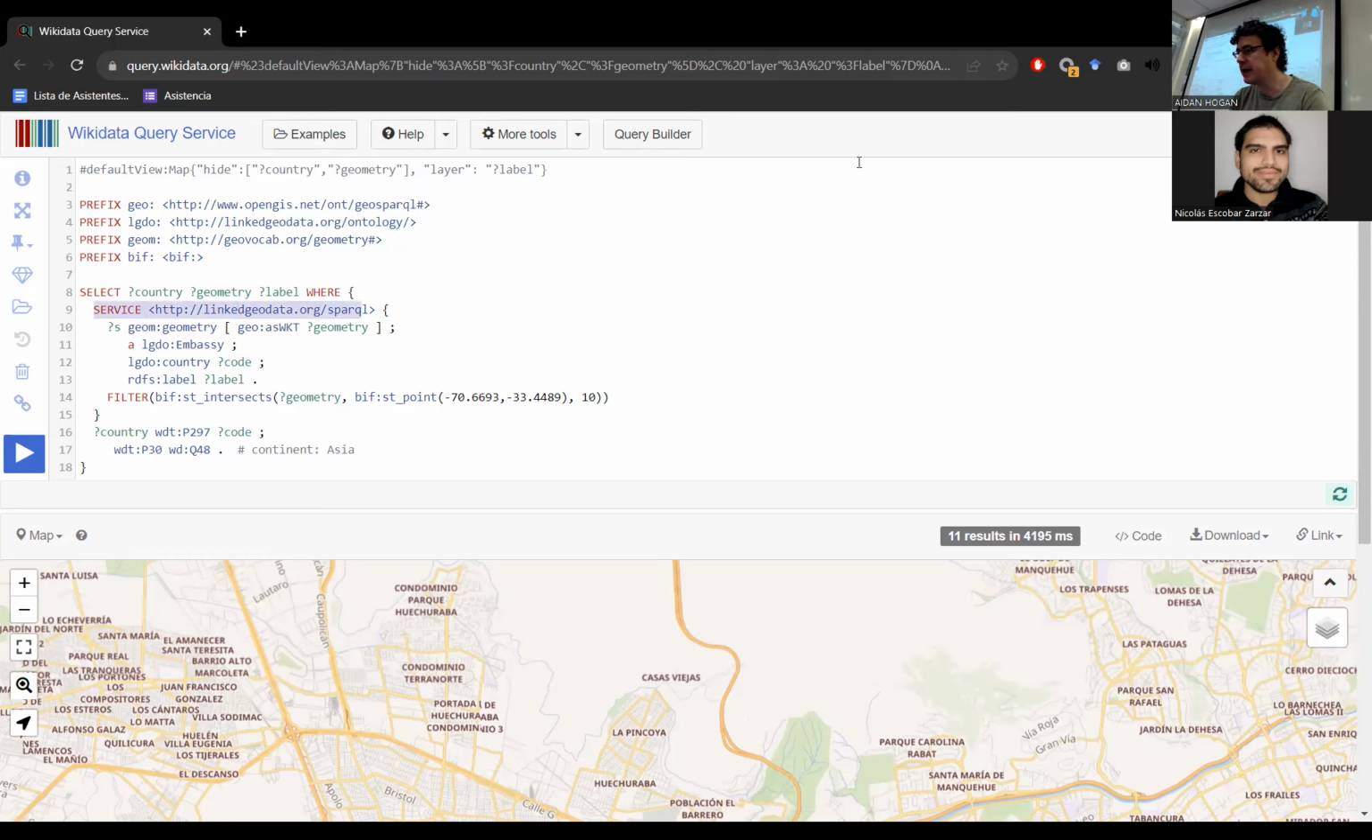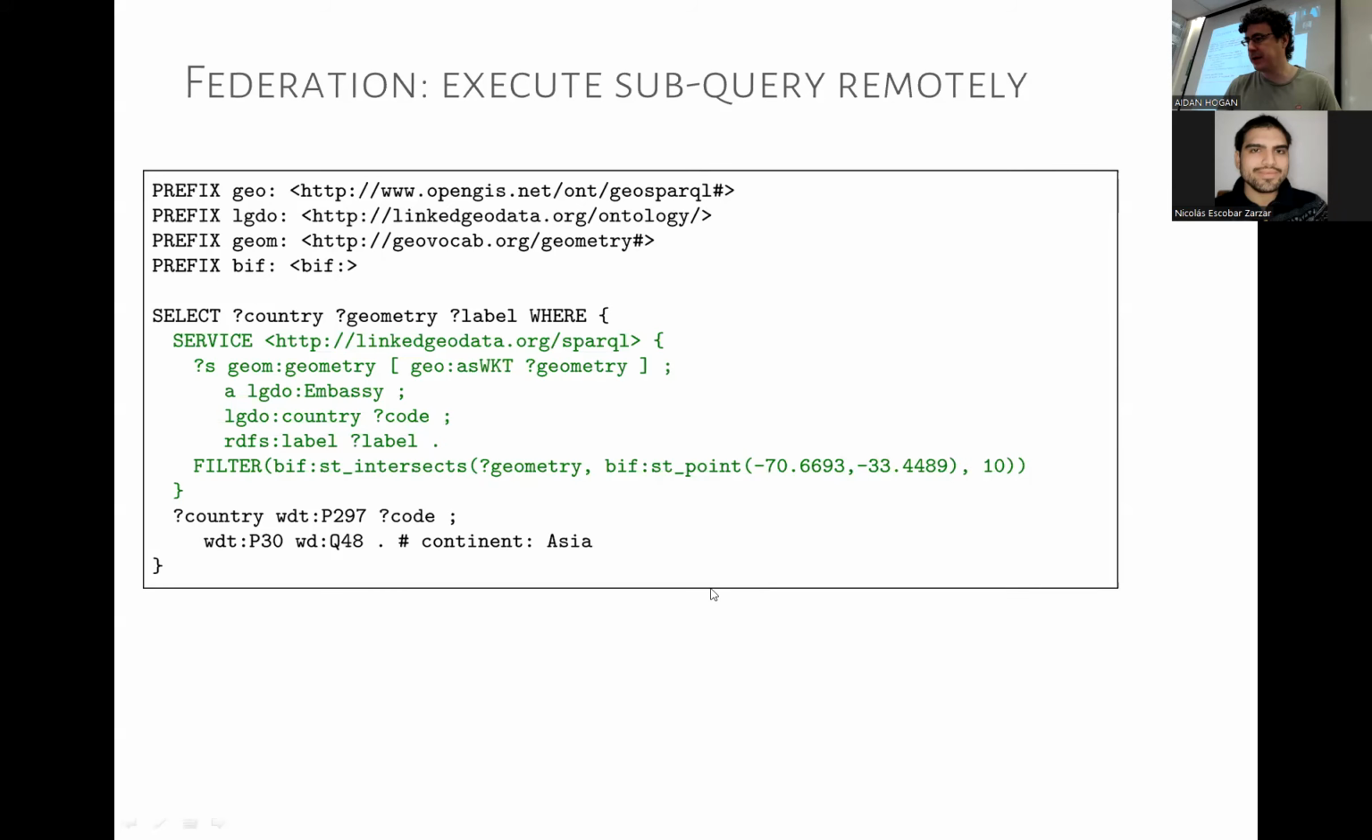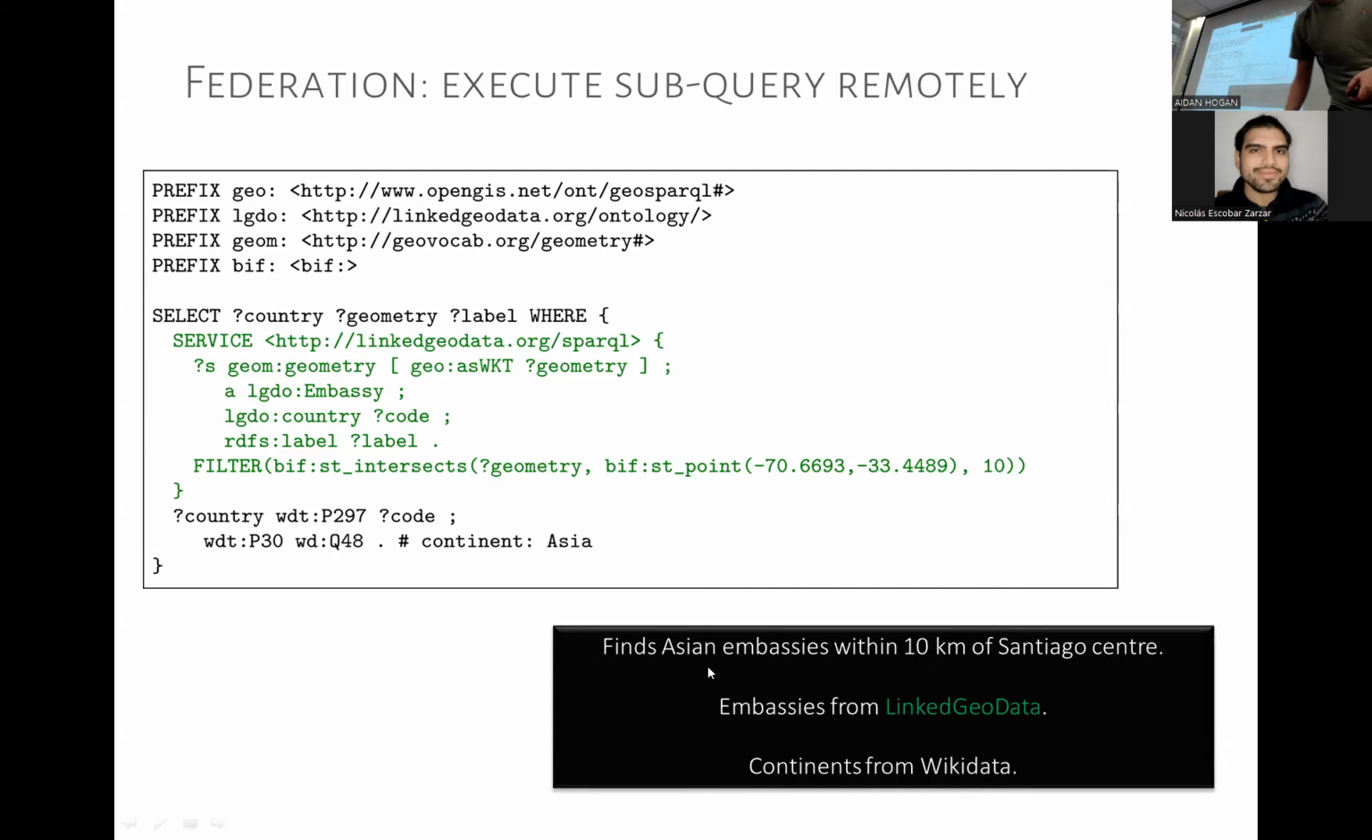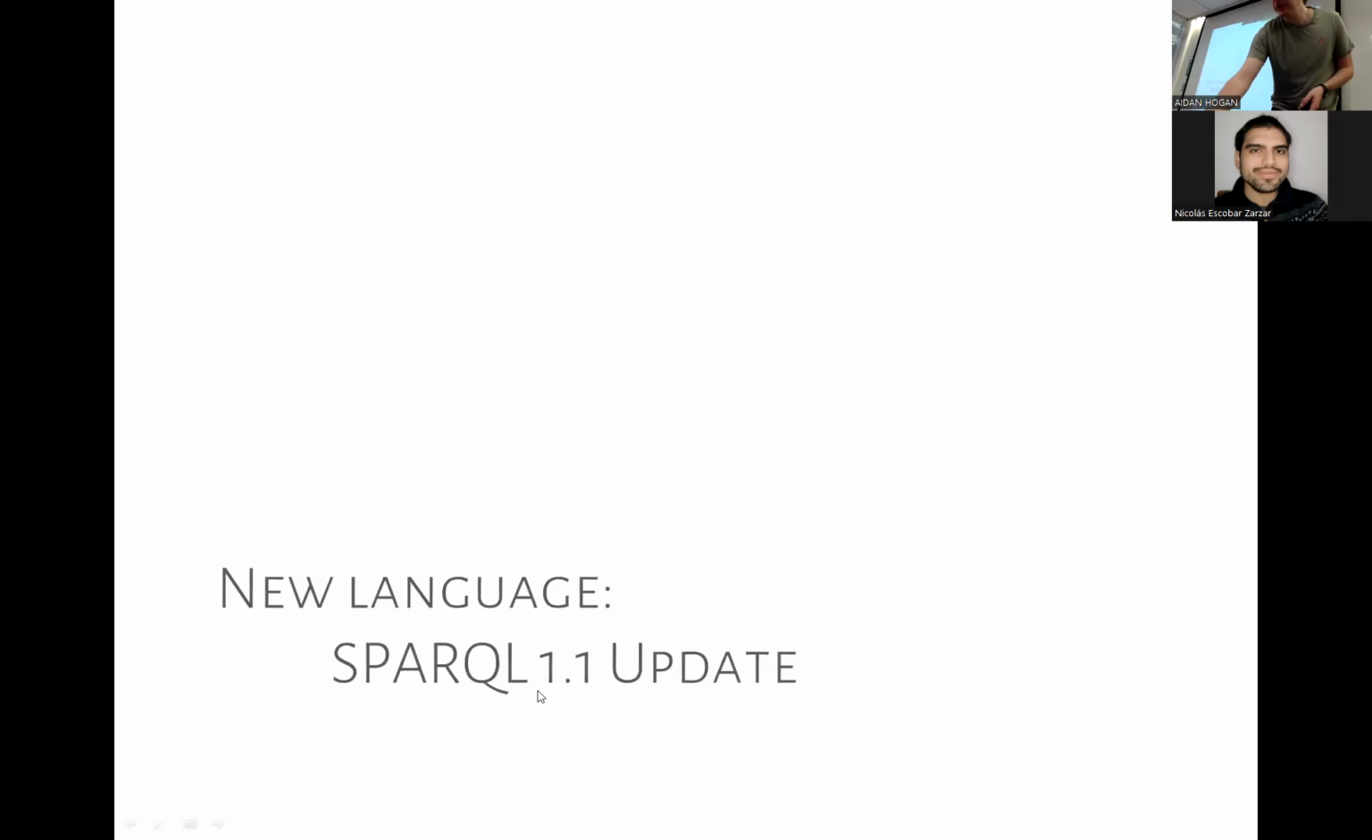So let me stop and go back. You can try that example as well. It's on the slides. There's a hidden slide in the PowerPoint with that. So we find the Asian embassies within 10 kilometers of Santiago Center. We find the embassies from linked geodata, and then we check the continents on Wikidata. There's no restriction to this.